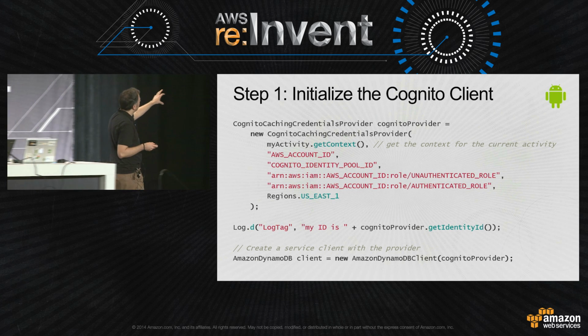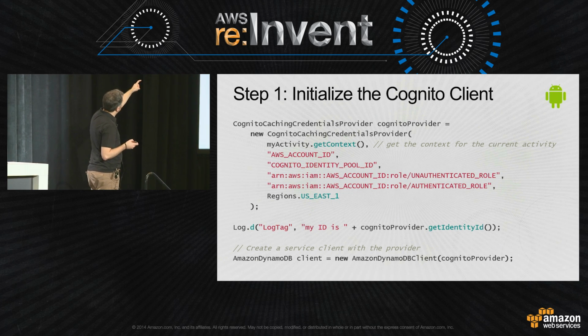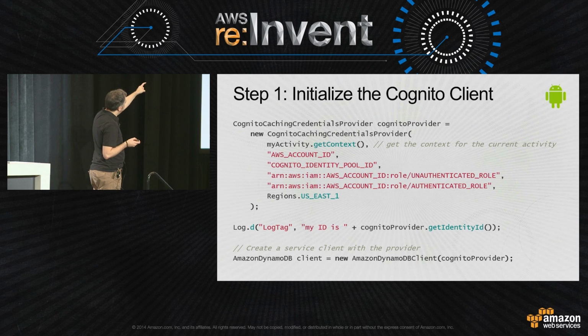So this code will start, and you have to configure it. You create a Cognito caching credentials provider. You have to specify the context of the activity, the account ID for AWS, the identity pool ID that we saw, the long string. And then you have to specify two roles, the non-authenticated role and the authenticated role.